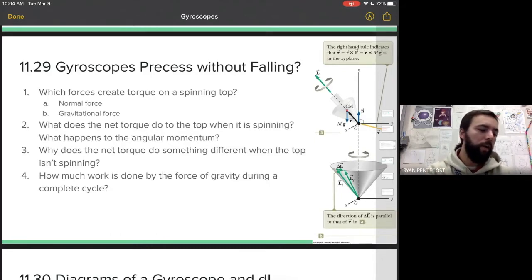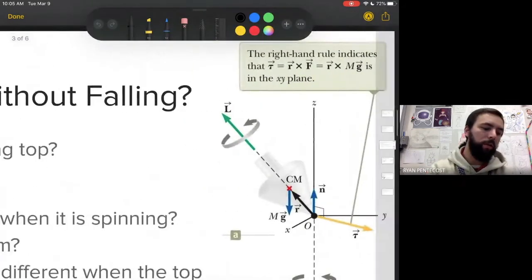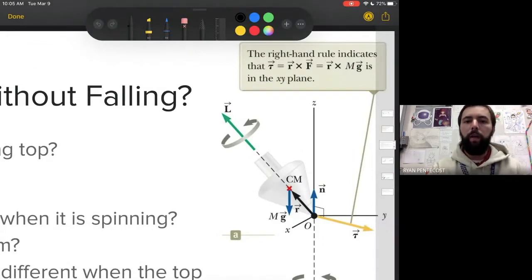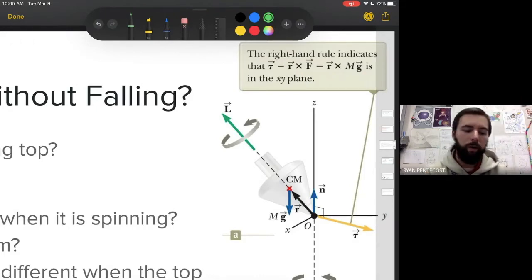So it asks, which forces create torque on a spinning top? Is it the normal force, the ground pushing on it as it's tilted, or is it gravity trying to pull it down? As we look over here, we can see that this image has a notation saying that the right-hand rule indicates that torque equals R cross F, which in this case would be R and mg in the XY plane. So you can see here, you have R right there and mg right there. Those two vectors are what's causing the torque.